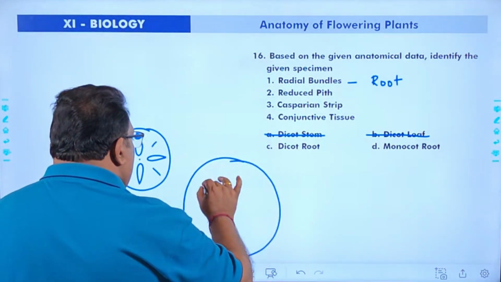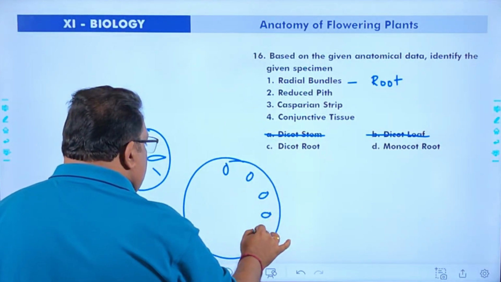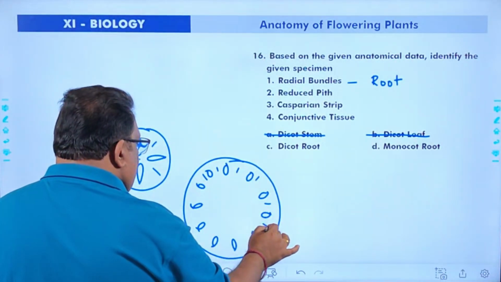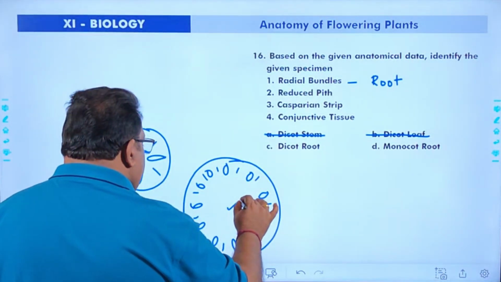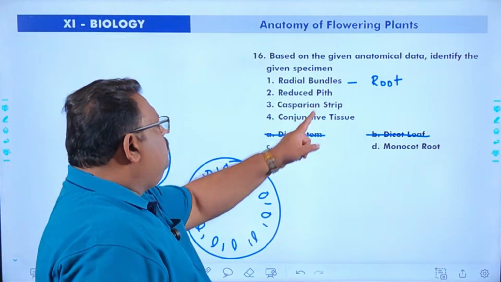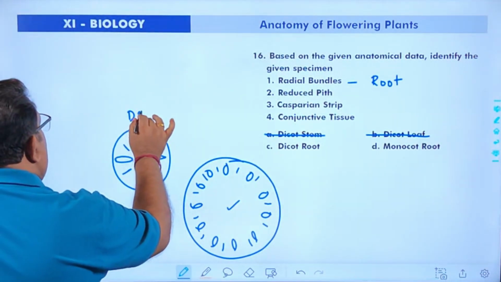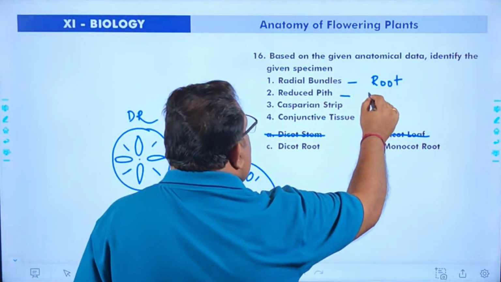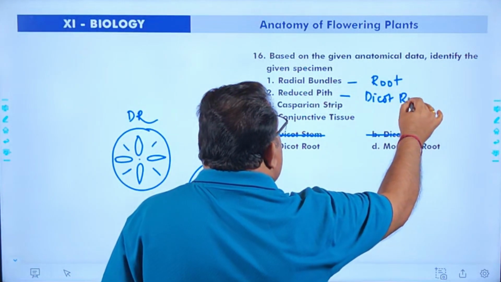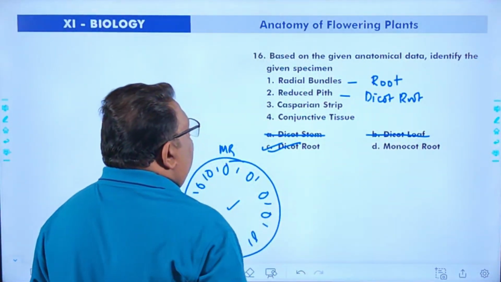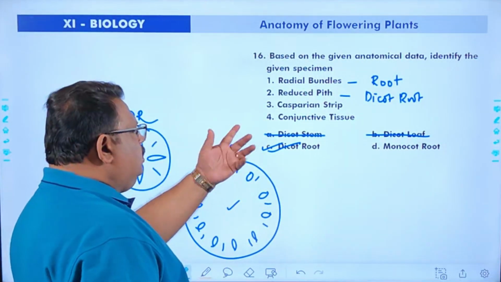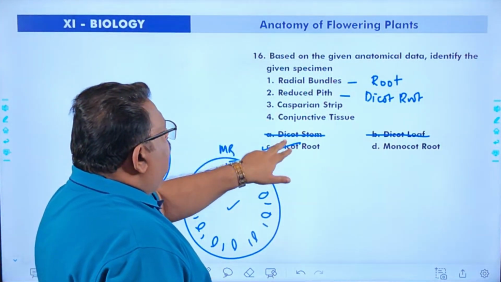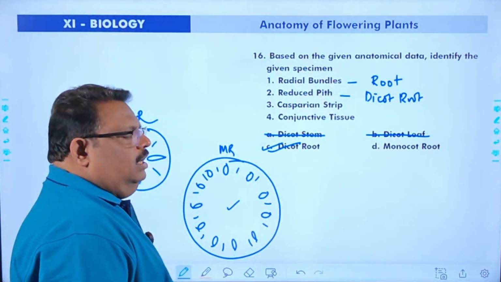In the case of monocot root, the number of vascular bundles is more. The number of xylem bundles and phloem bundles is more, so you can see an enlarged pith. So reduced pith means it must be dicot, enlarged pith means it must be monocot. Casparian strip is present in dicot. Conjunctive tissue is present in both dicot and monocot. But since the pith is highly reduced, the answer must be dicot.